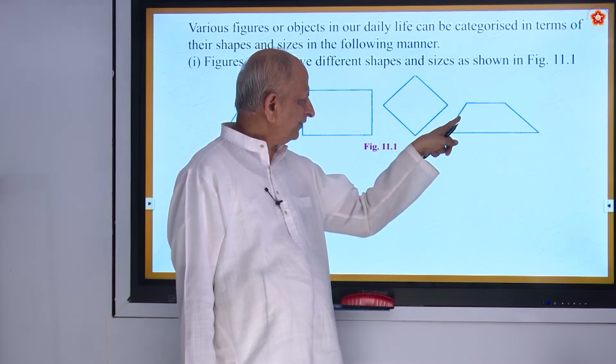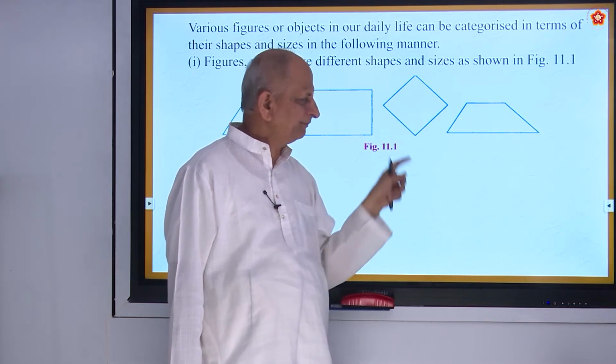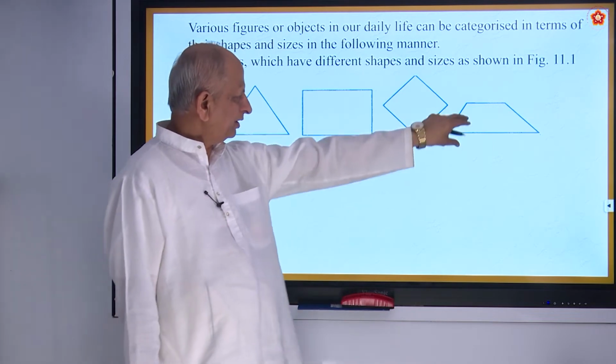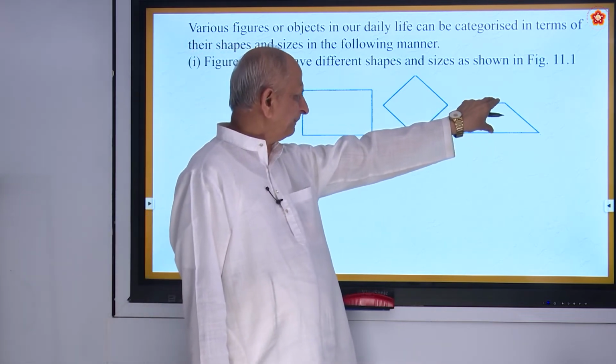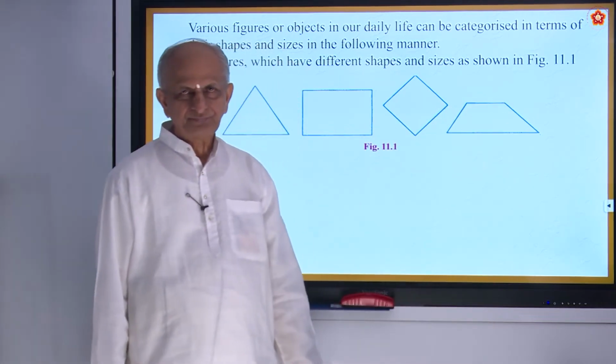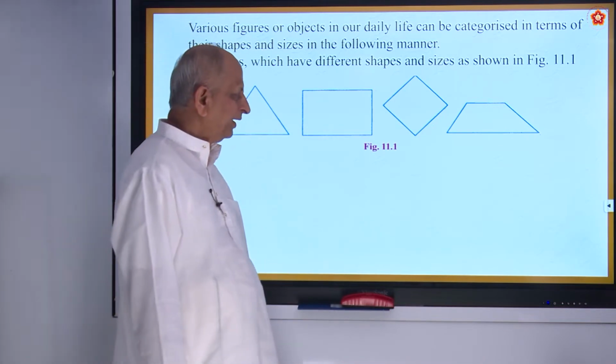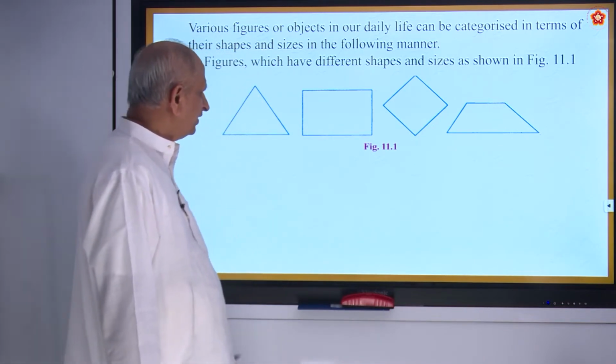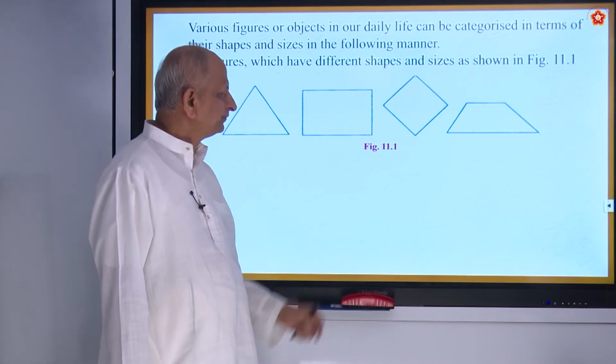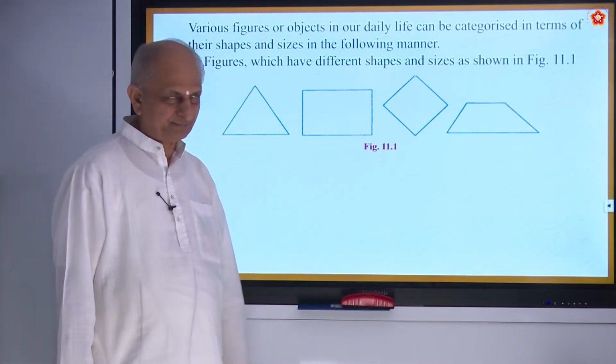And in case of trapezium, now one pair of sides are parallel. Is it not? That is also a quadrilateral. So these are different shapes, different sizes.